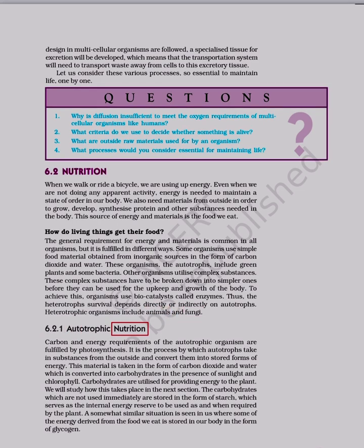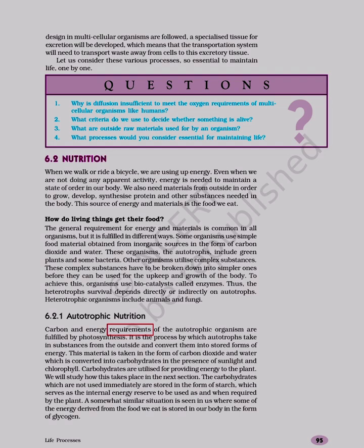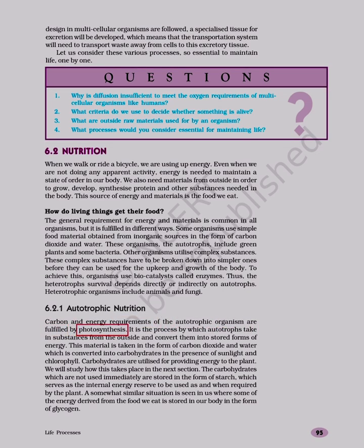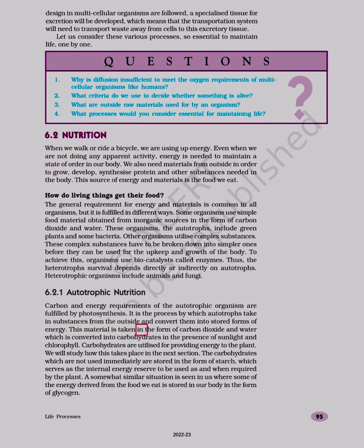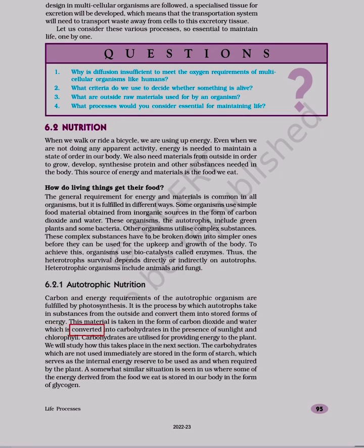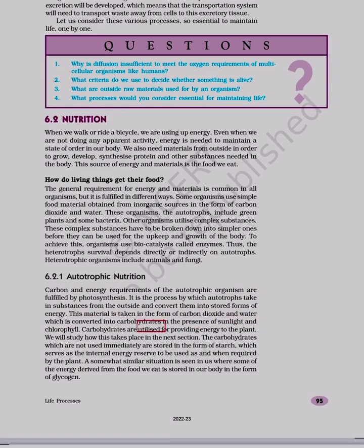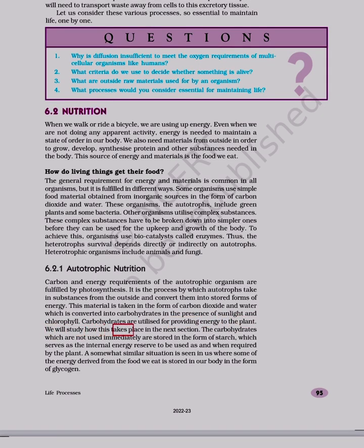6.2.1 Autotrophic nutrition. Carbon and energy requirements of the autotrophic organism are fulfilled by photosynthesis. It is the process by which autotrophs take in substances from the outside and convert them into stored forms of energy. This material is taken in the form of carbon dioxide and water, which is converted into carbohydrates in the presence of sunlight and chlorophyll. Carbohydrates are utilized for providing energy to the plant. We will study how this takes place in the next section.